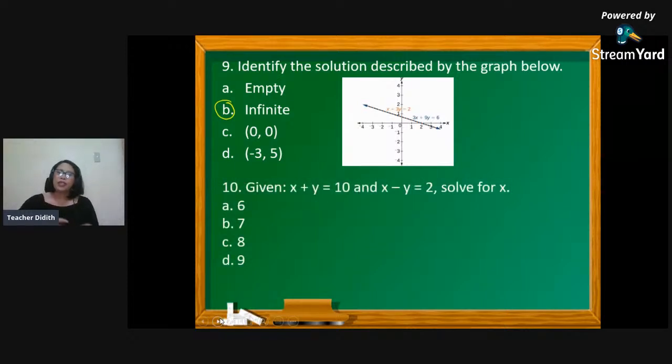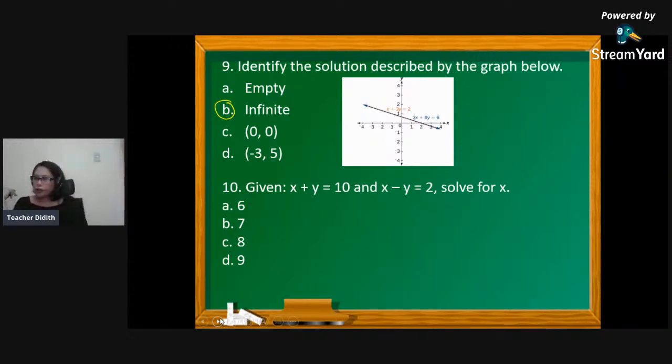Here. So given the first equation, x plus y equals 10 and x minus y equals 2, solve for x. I'm giving you a little time to solve and then you type your answer. Take note that the x coordinate is being asked. You may use elimination or substitution or what's the other one? Cramer's rule, or you may use graphing. But I suggest you use elimination for that one.